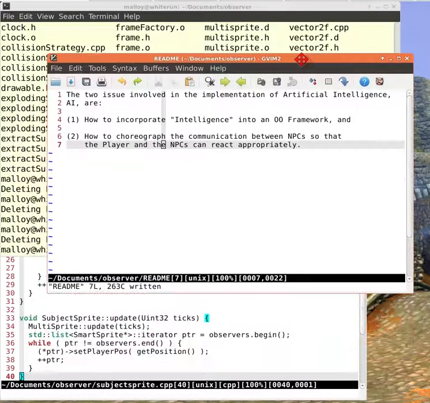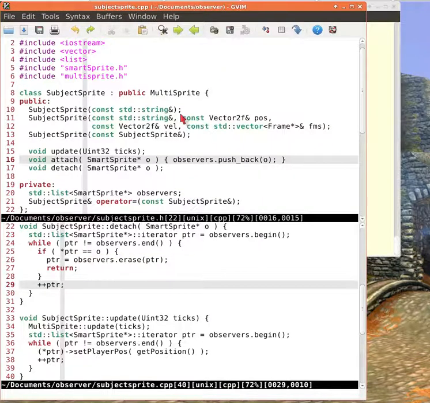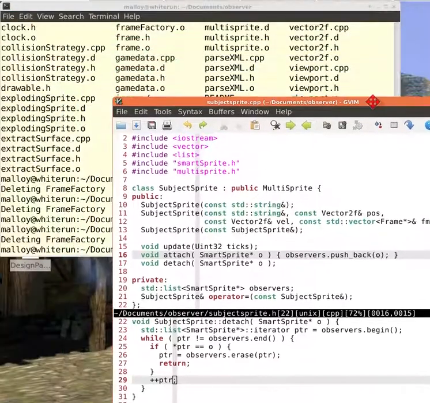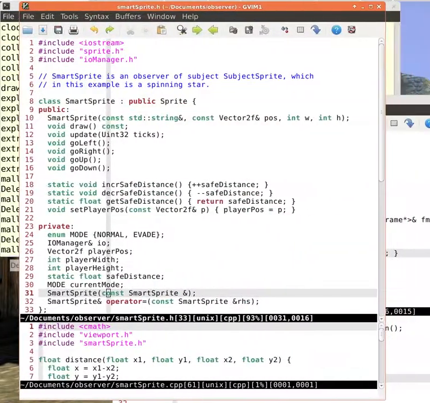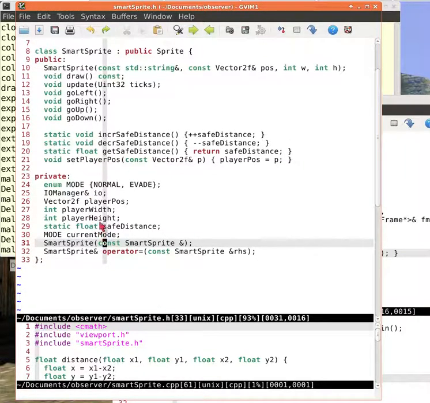Okay, so let's take these one at a time. First, let's talk about state-based AI. Here there's the subject sprite, and here's the player sprite. We don't want to look at the subject sprite yet because that's more about the observer pattern. Let's look at the smart sprite. So what's the difference between a sprite and a smart sprite? A smart sprite has this notion of state, namely that it's in a state of either normal or evade.